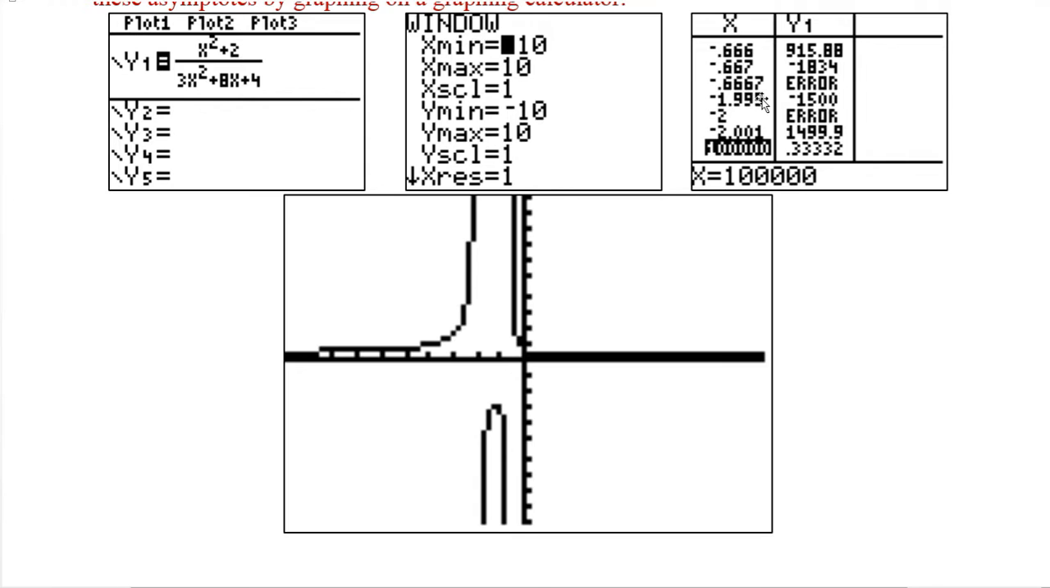-1.999 is just to the right of -2, and notice the y value is way down. So that's this one right here, going to negative infinity. And going a little bit to the left of -2, like -2.001, gives us a really big number. So that's going up to infinity here.